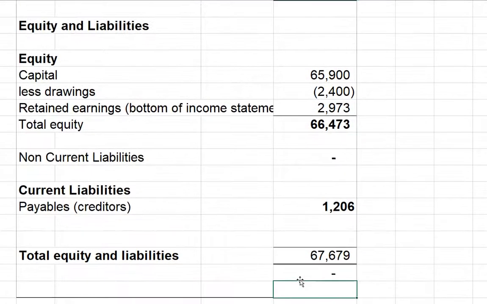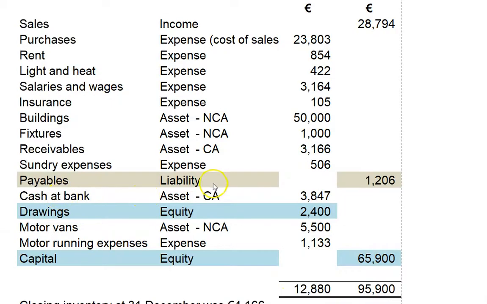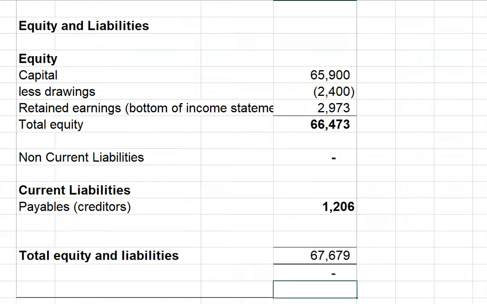Then we show the equity and the liabilities accounts. So we've only one liability account, and liabilities are always on the credit side or the right-hand side of the trial balance, payables, and then two equity accounts, capital and drawings. And capital is always on the credit side, and drawings is a reduction of capital, so it has to be the other side. And we just put them into the balance sheet or statement of financial position. So here are equity, those three accounts.